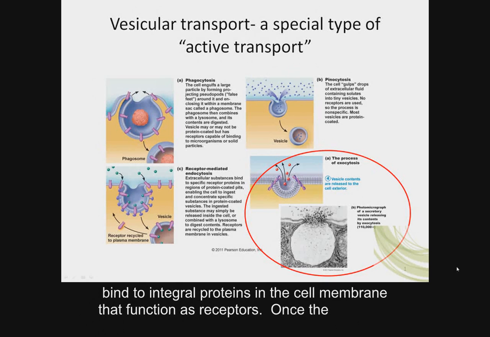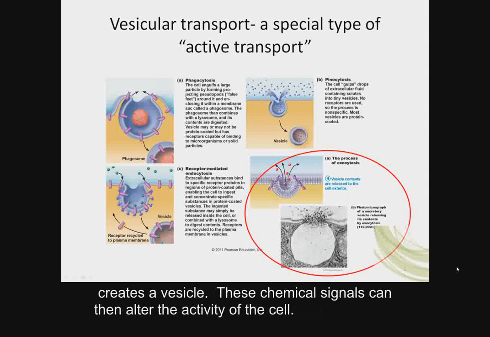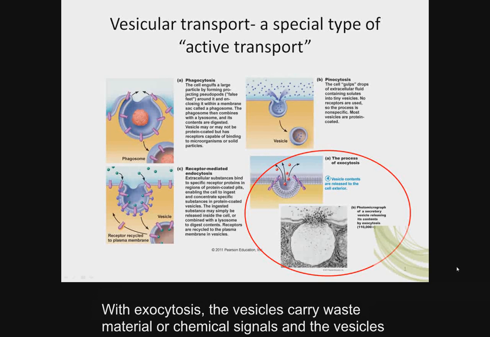Receptor-mediated endocytosis is really a chemical signal system. Chemicals, shown here as green spheres in picture C, bind to integral proteins in the cell membrane that function as receptors. Once the receptors are bound to the chemical signal, part of the membrane breaks off and again creates a vesicle. These chemical signals can then alter the activity of the cell.